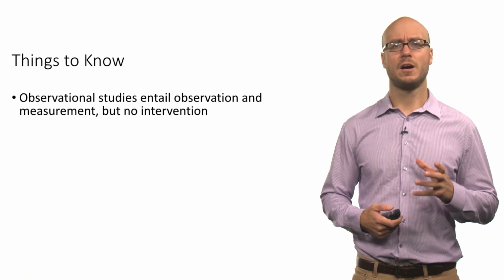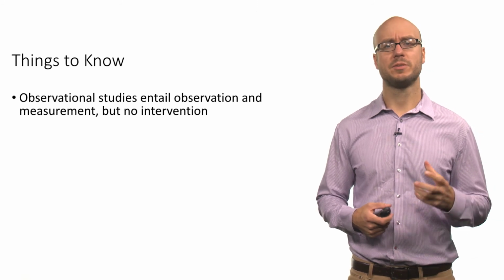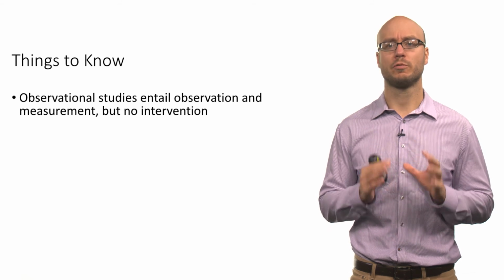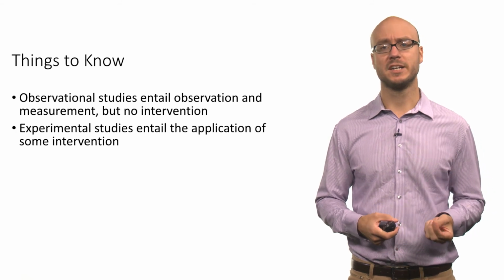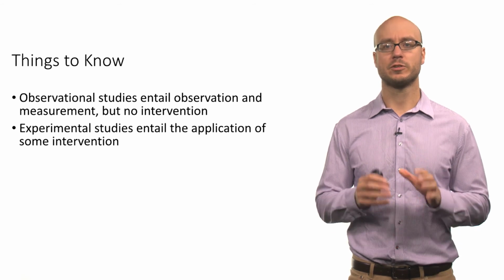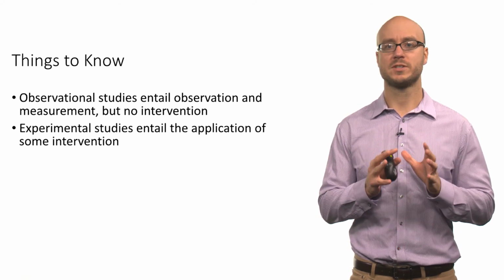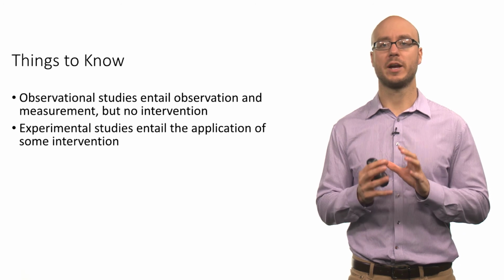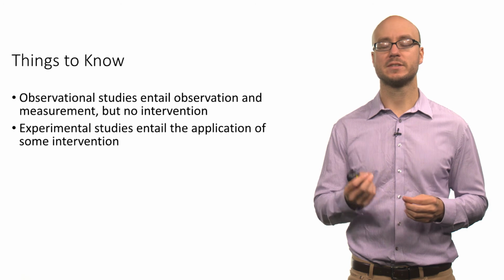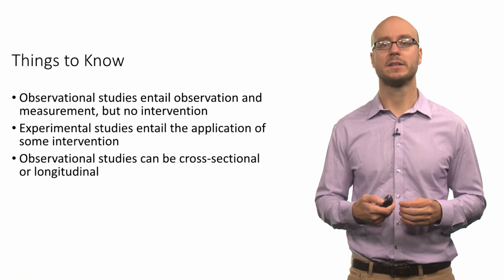Things to know for our discussion about study or research design. First, observational studies entail observation and measurement, but no intervention. You're not trying to change the world around you. Experimental studies entail the application of some intervention. So you're trying to change the world around you in some way. For example, you might be trying to alter the behavior of some set of subjects so that you can say something about cause and effect.